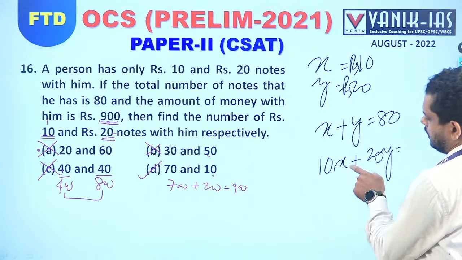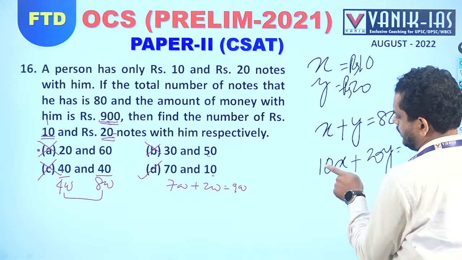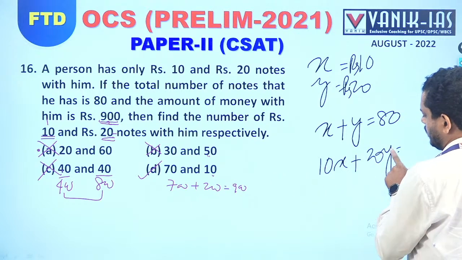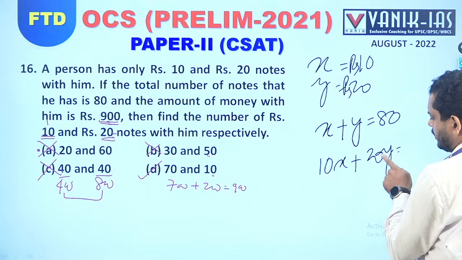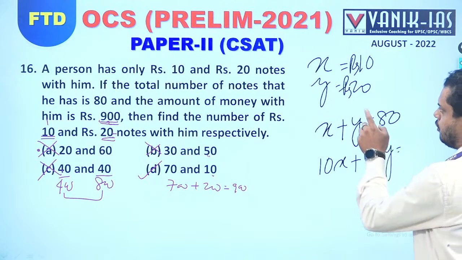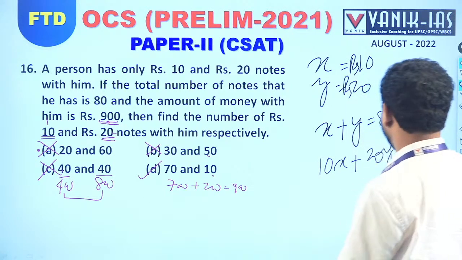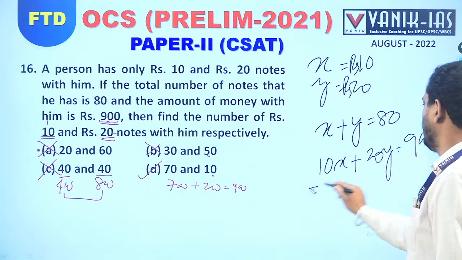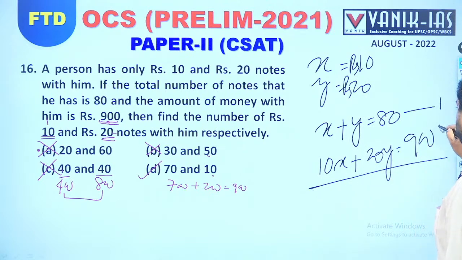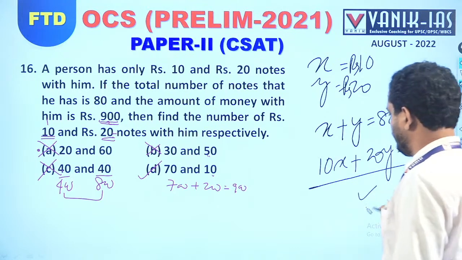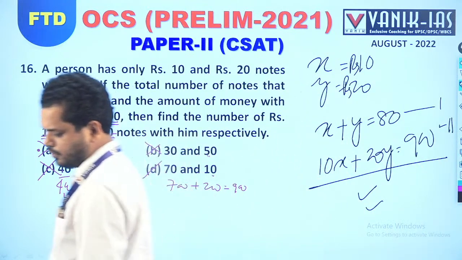It means the number of 10 rupees notes is x, so we have 10x. The number of 20 rupees notes is y, so we have 20 into y. It becomes 20y equal to how much? 900. And you can go for these two equations to get the value of x and y. It will move for the answer, no problem.